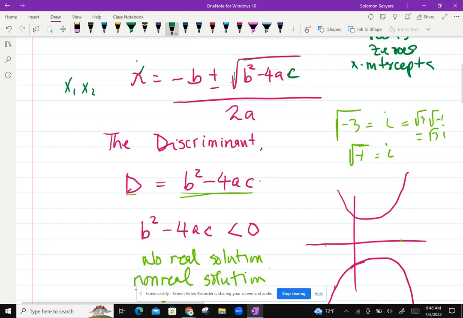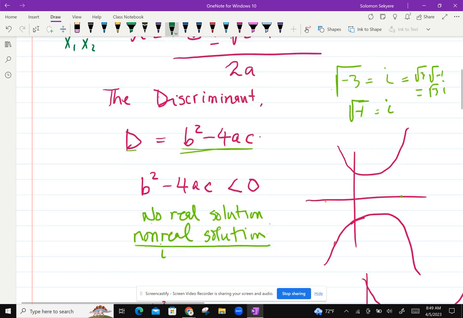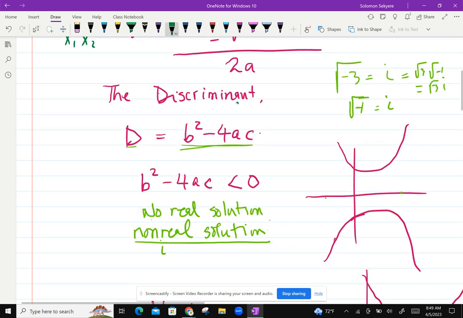Now look at the part here under the radical sign, the b squared minus 4ac. This is called the discriminant. What word comes to mind when you hear discriminant? It discriminates, right? Discrimination. Just the b squared minus 4ac, not the square root of it, is the discriminant.